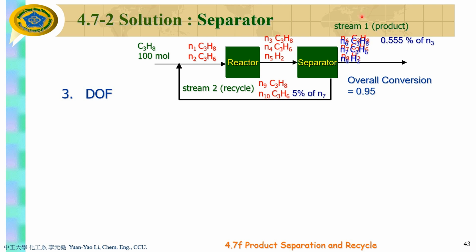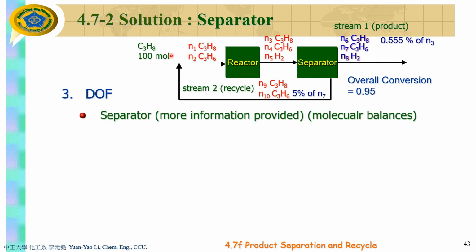So once you get the answer of these 3, now what you need to do is a single unit system. Can you do that for me? First one, you do a separator. For the reactor, there are 5 unknowns, so you cannot solve it. But for the separator, you have 2 specifications. So it's easier for you to do the separator first.